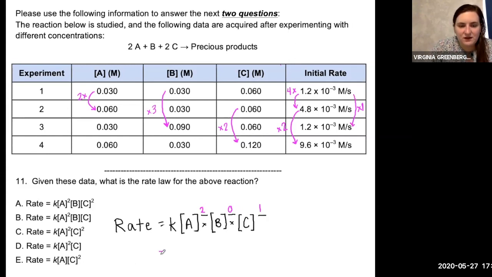So our rate law is going to be K times A squared times C to the power of 1. So we can just eliminate B because it's not doing anything. And that gives us D as the correct answer.